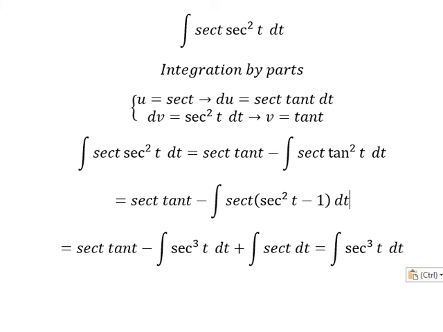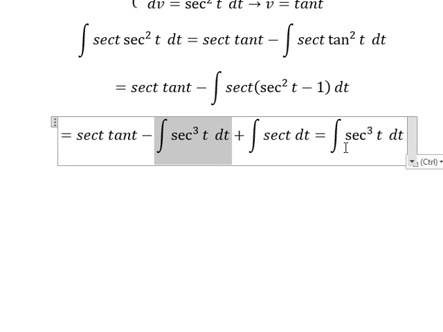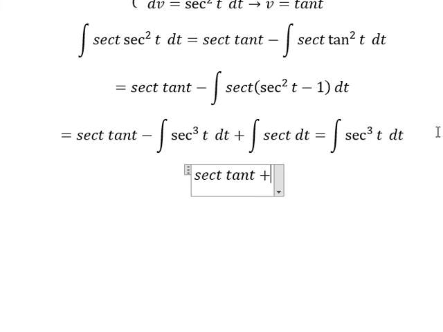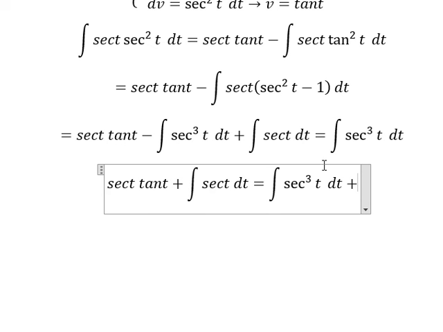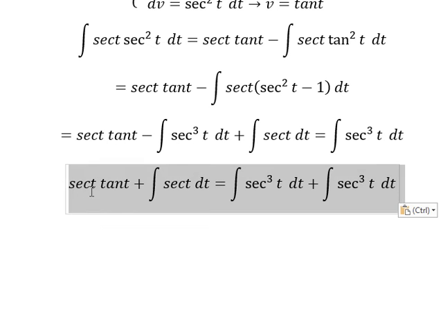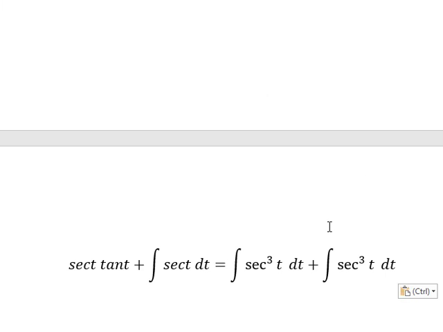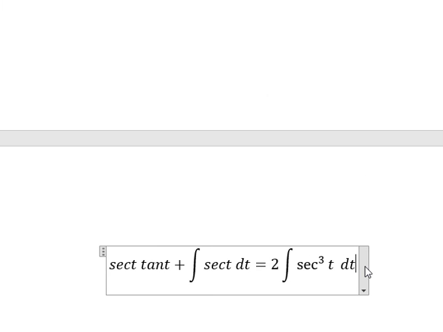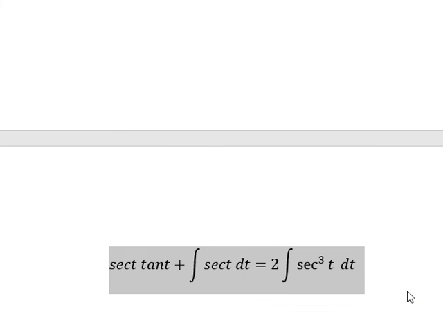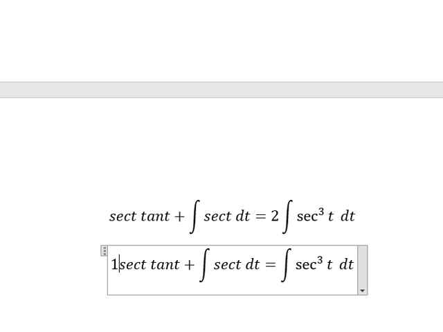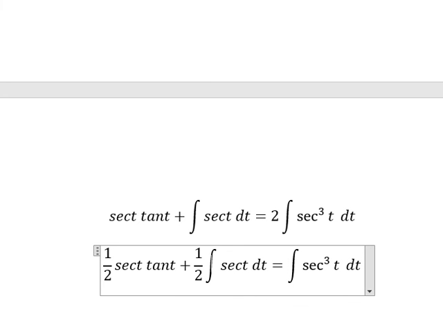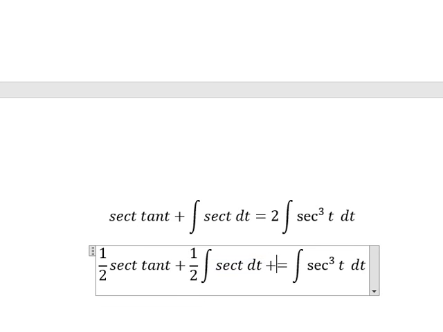And now I will put this one to the right. And you get this integration plus this integration. And now you get 2 here. Later we divide both sides by 2, and we put c.